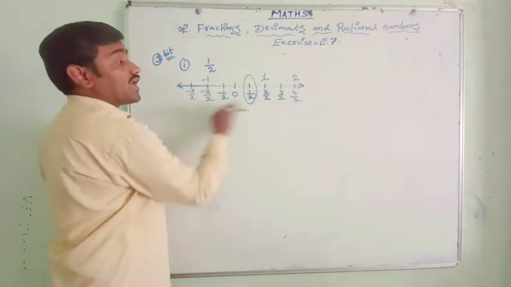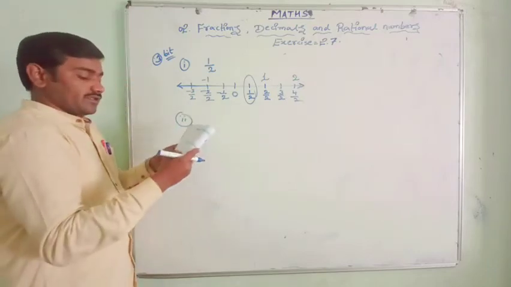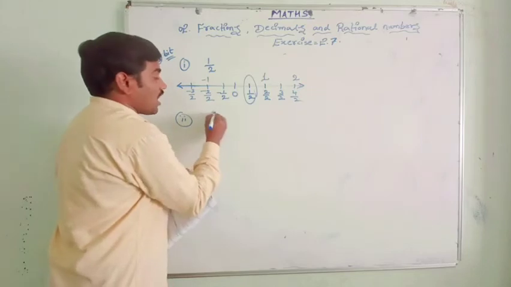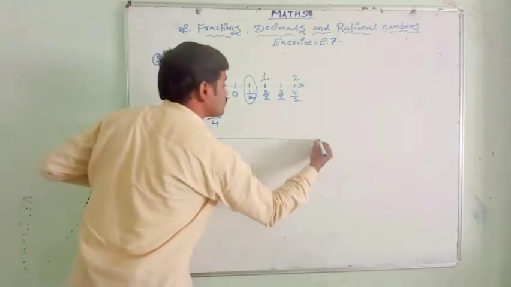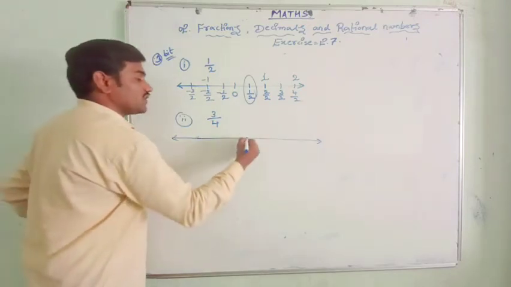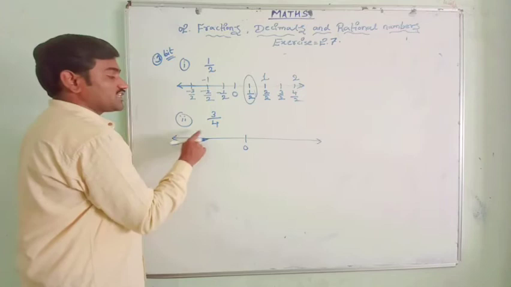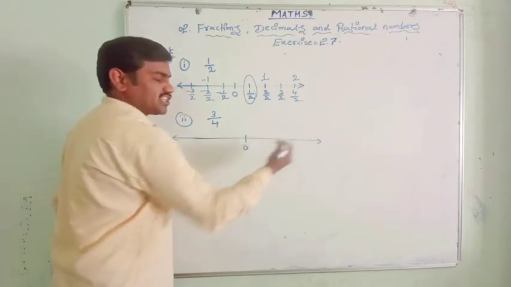To help you understand, I have written it here. Normally we have to focus on the denominator. The denominator tells us how many partitions we have to make on the number line. First of all we put a 0. Here the denominator is 4, which means between 0 and 1 there will be 4 partitions.